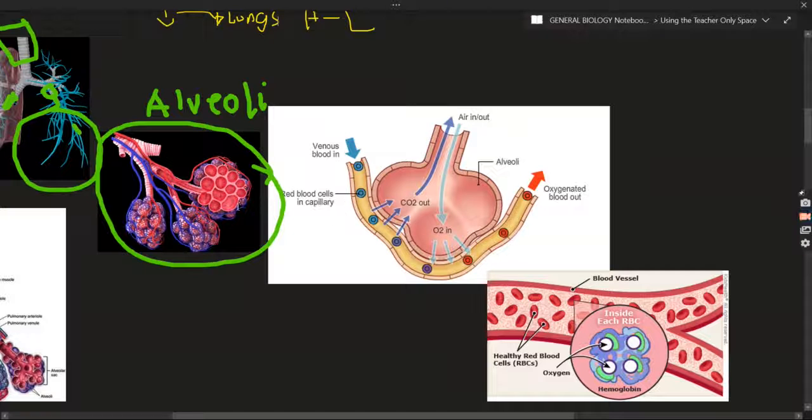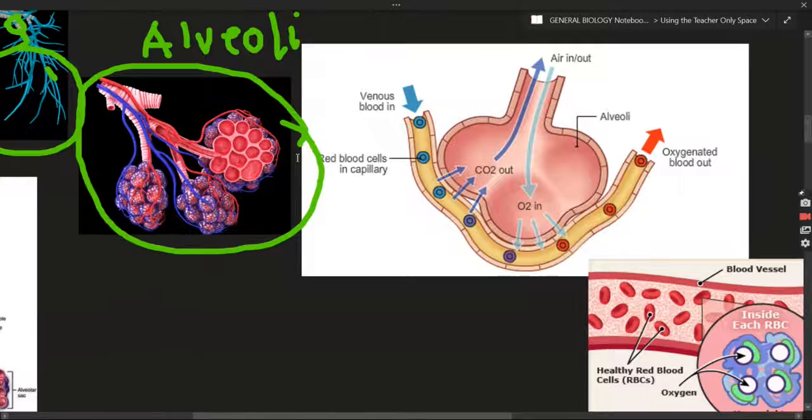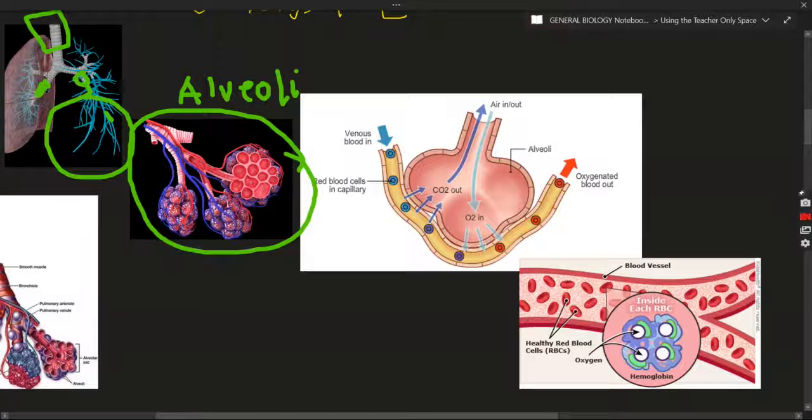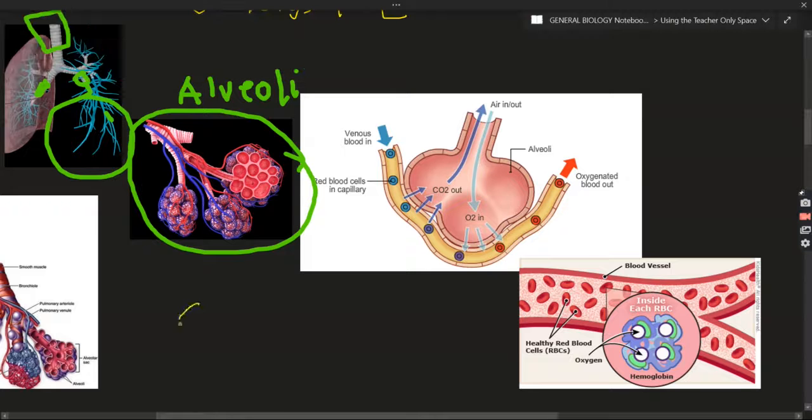So, as I said earlier, gas exchange happens in your alveoli. Alveoli are grape-like structures and they are lined by blood vessels. So, we have veins and then we also have arteries. Okay, and the network that they form is known as capillaries. So, capillaries is just a network of veins and arteries.